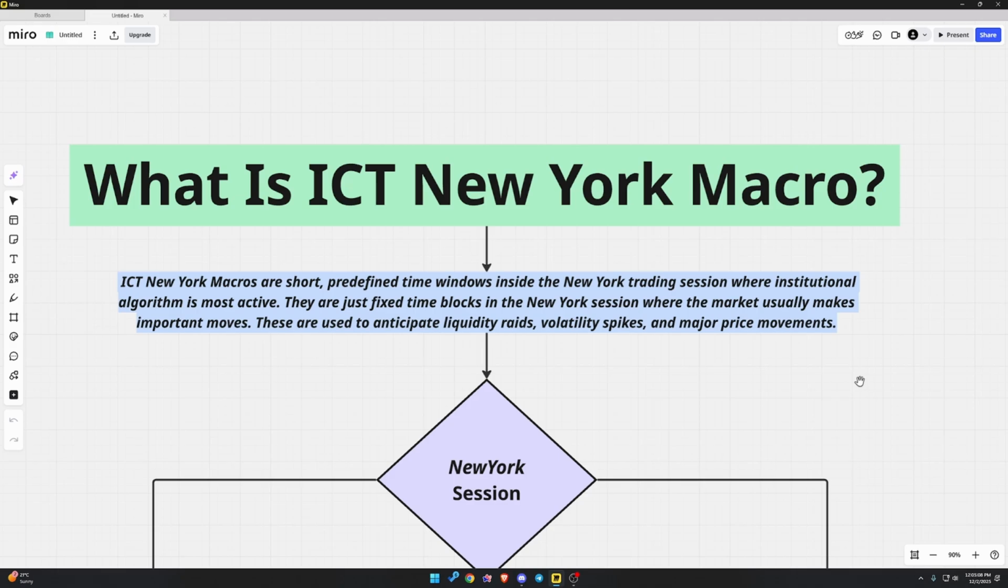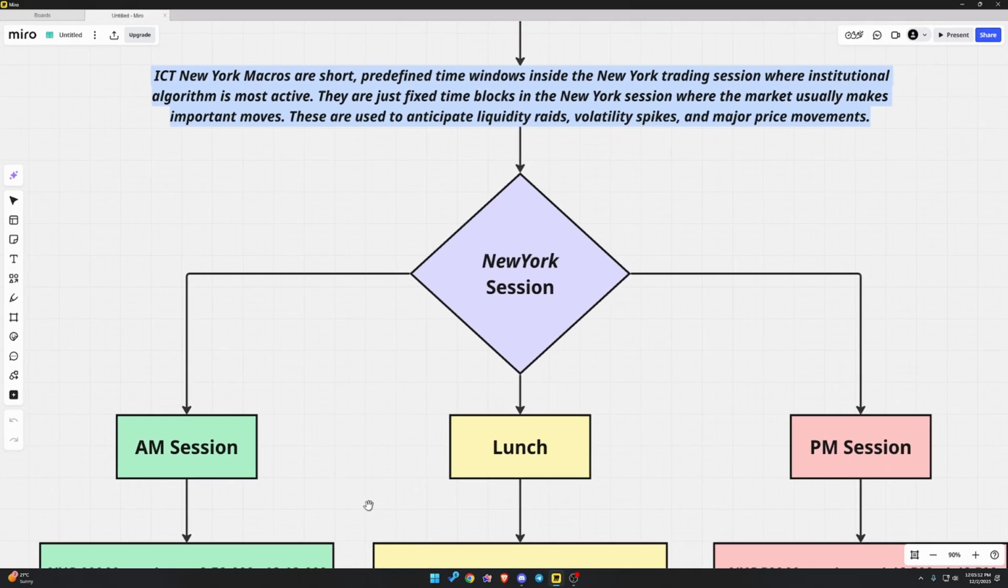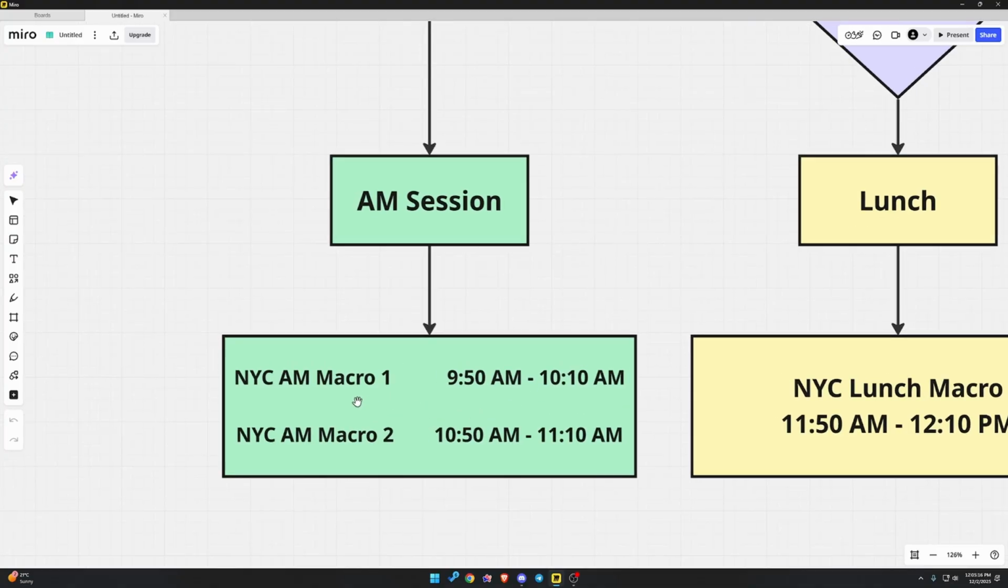So there are three macro sessions in the New York session. The first one is the AM session. There are two macros inside the AM session. The New York AM macro 1 starts at 9:50 a.m. and ends at 10:10 a.m. New York local time. And then the New York AM macro 2 starts at 10:50 a.m. and ends at 11:10 a.m. New York local time.